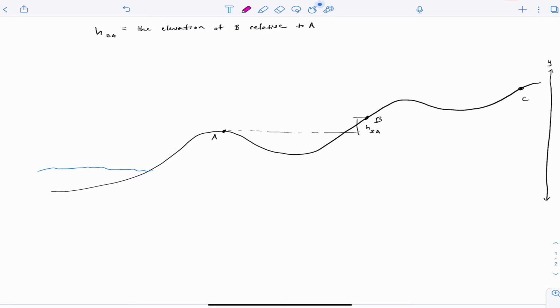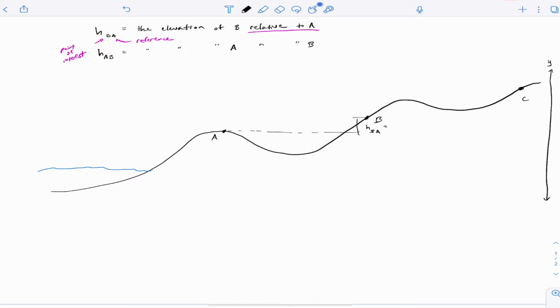And I'm going to highlight this relative to A part because whenever we talk about an elevation, it's always relative to something. Normally, we say a city is at 8,000 feet, 5,000 feet, 2,000 feet, and that's relative to sea level. So it's always relative to something. And here we're saying, B is the point of interest and A is the reference. So HBA is the elevation of B relative to A. So we could also write HAB, and this is the elevation of A relative to B.